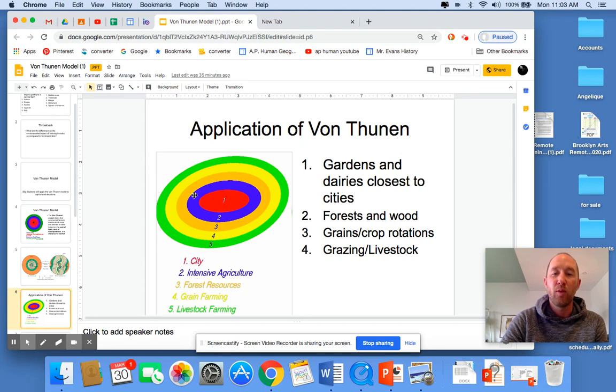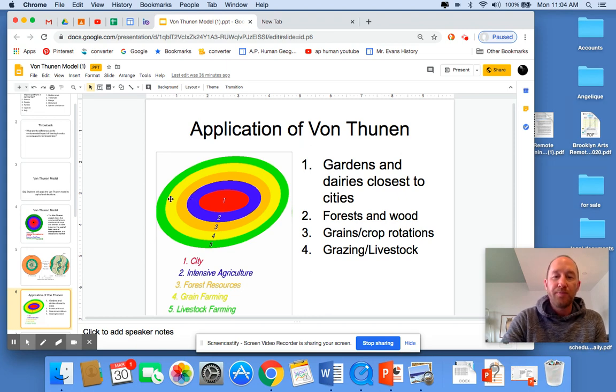Second ring out, which is kind of a weird one. This is your forests. And remember, von Thunen wrote this in 1826, where they were still building buildings out of wood. Today, we use steel and bricks, a mortar. The reason why he would have forests there is that the wood is extremely heavy, which means it costs a lot to transport. So you don't want to have to transport it a long way because you'll spend your money on transportation costs, which will eat up your profits. So basically the bulk and weight of the wood is why it would be located in the second ring.